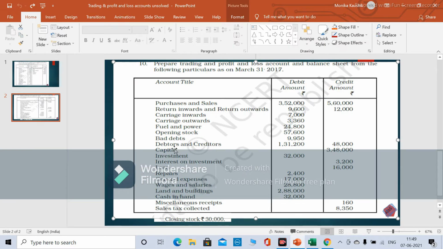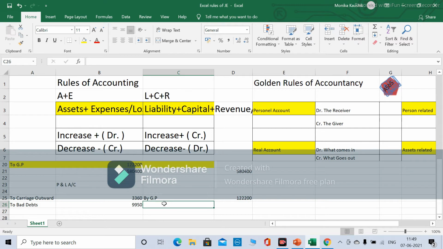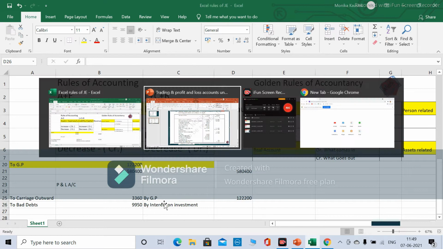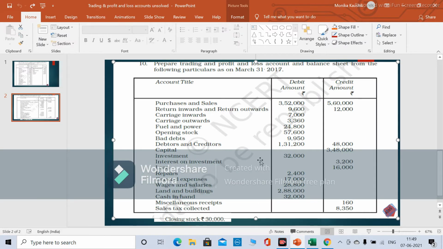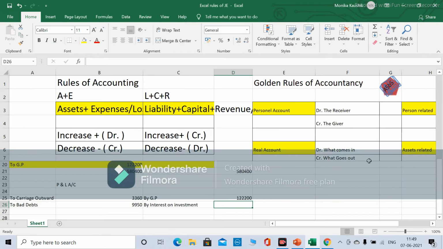Now debtors, creditors, capital, investment. These are balance sheet items. Interest on investment will go on the credit side. This is the income. I am receiving interest on the investment I have made, and that has been given on the credit side. So this is income. Income increasing will always go on the credit side. Interest on investment 3,200.